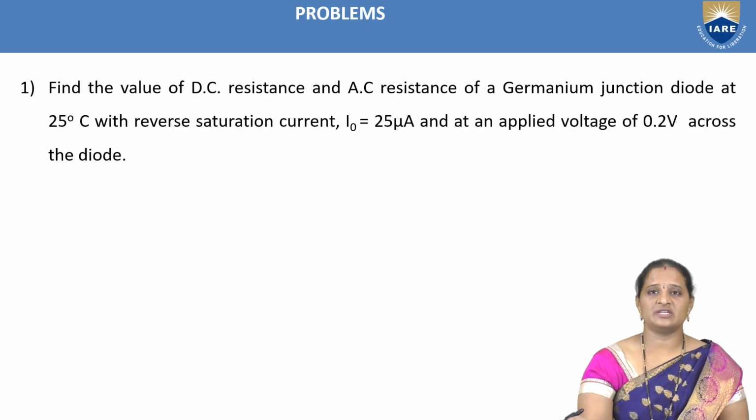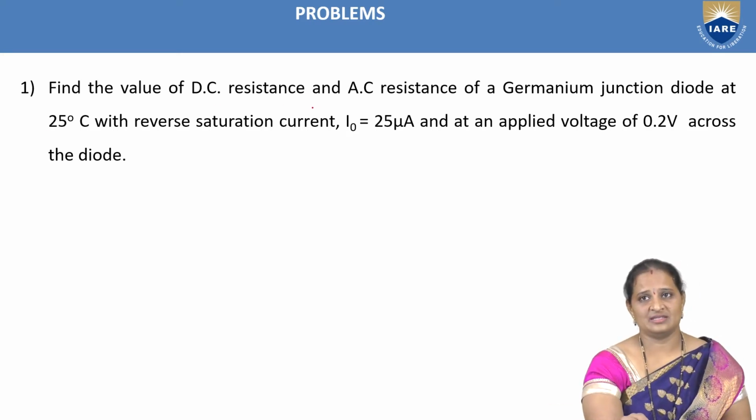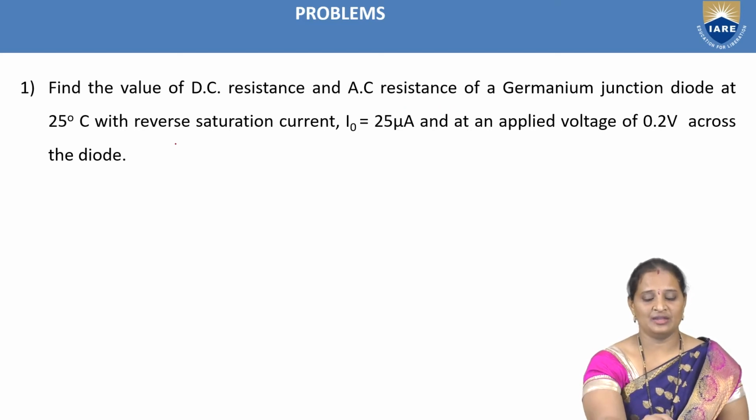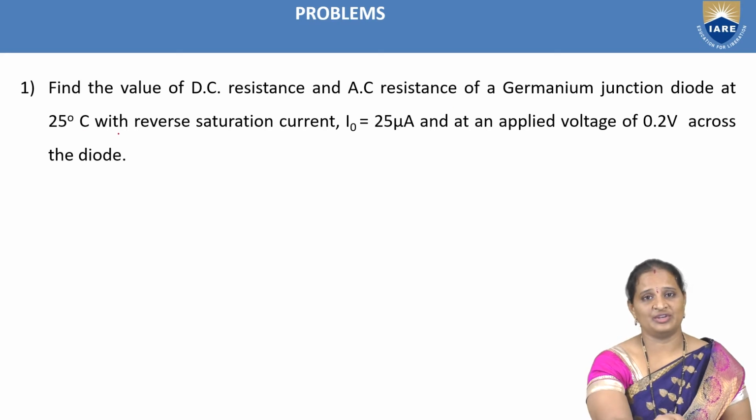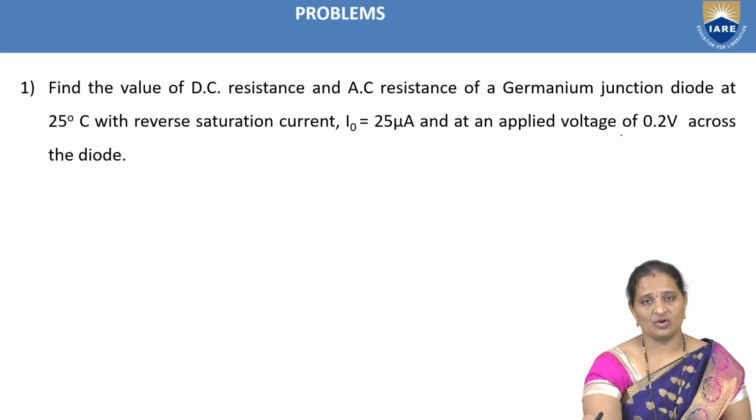Let us take the first problem. Find the value of DC resistance and AC resistance of a germanium junction diode at 25 degrees centigrade with reverse saturation current I naught equal to 25 microamperes and at an applied voltage of 0.2 volts across the diode.